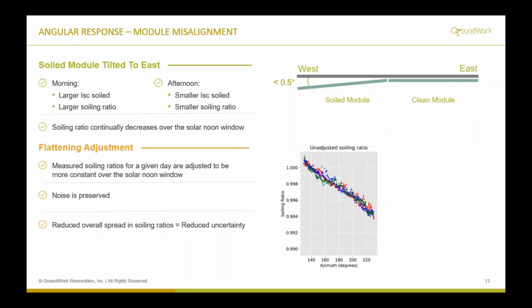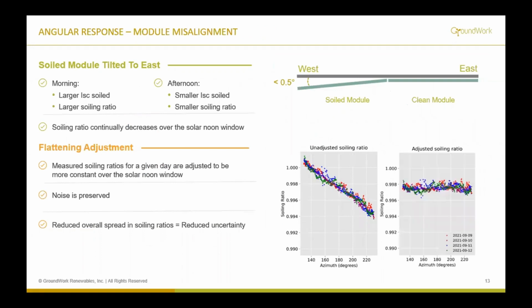So what we've done is introduce a flattening adjustment. That flattening adjustment basically takes that line and spins it so that it's horizontal. We do this so that all of the noise around that trend line is maintained. You can see we still have that scatter preserved, but the overall spread from top to bottom in this day of data is reduced, I think, by about 3x in this case. So we're shrinking those error bars.